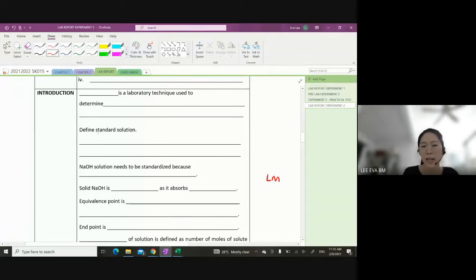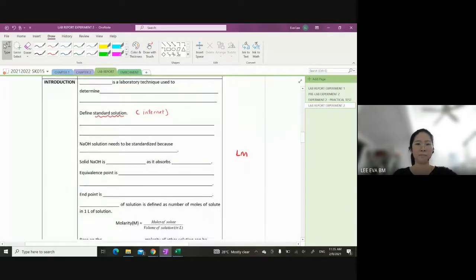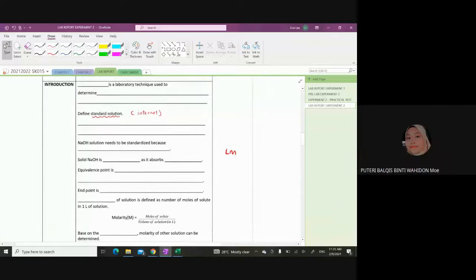And this one, define the standard solution. The manual wants you to check from the internet, because the lab manual gives you separate primary and secondary standard solutions. I only want to know the definition of standard solution overall. I don't want primary or secondary. Tell me about the meaning of standard solution. Is everyone all right? Yes, madam.